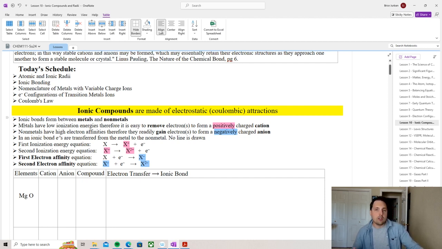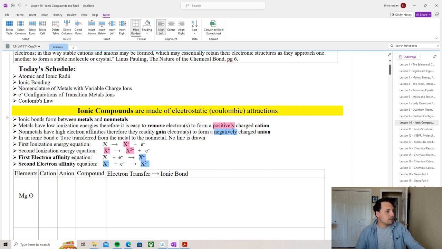Metals, as we saw, have low ionization energies. Therefore, it's easy to remove electrons to form a positively charged cation. Nonmetals, on the other hand, have higher ionization energies, but they also have this property called an electron affinity. An electron affinity is the opposite of an ionization energy. It's the energy that's required to gain an electron. And they typically have high electron affinities, therefore they readily gain an electron to form a negatively charged anion. We'll take a look at some electron affinities later on in this chapter.